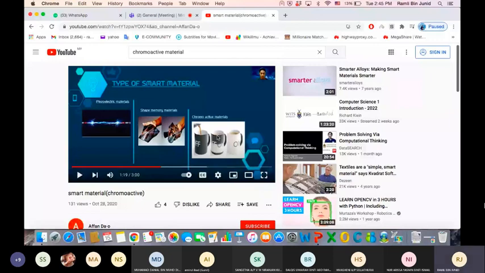The chromoactive material, the example is like this cup. The original color of the cup is black, but when you pour hot water into the cup it will change the color into white. So that is chromoactive material. Okay, shape memory alloy is the alloy that will return to its original shape when you give heat to it. Okay, those are several examples.